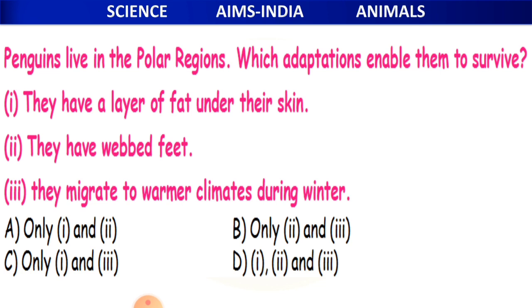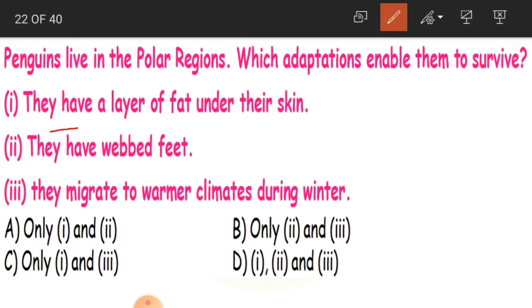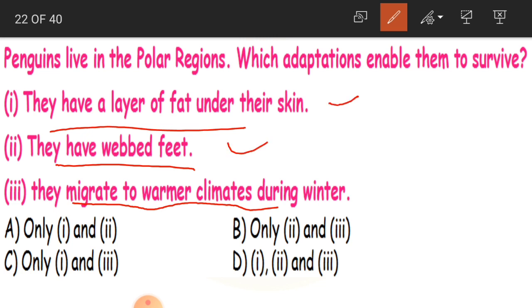So they have a layer of fat under their skin. Second is they have webbed feet. The third is they migrate to warmer climates during winter. So which one will match, children? That is 1 and 2. They have a layer of fat under their skin and they have webbed feet. These two options are the right options. That is A is the correct answer.